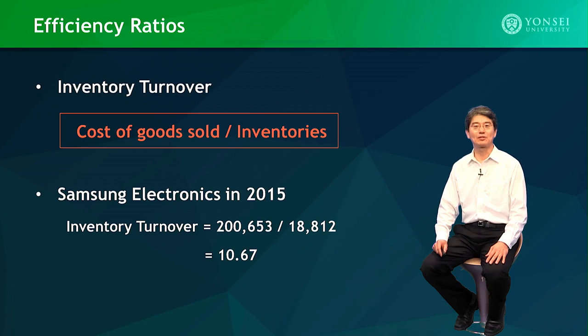During the year, Samsung had a cost of goods sold of 200 trillion Korean won, and inventory at the end of the year was 18.8 trillion Korean won. So inventory turnover is 10.67 times. It means that Samsung sold off or turned over the entire inventory 10.67 times. As long as we are not running out of stock, the higher this ratio is, the more efficiently we are managing inventory.